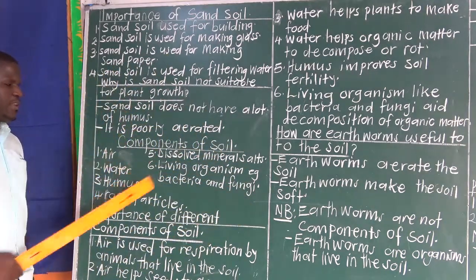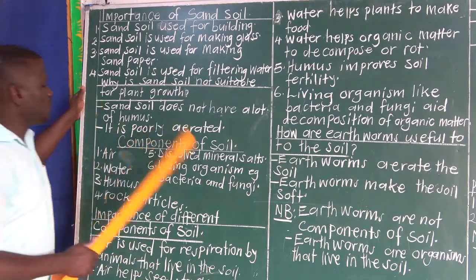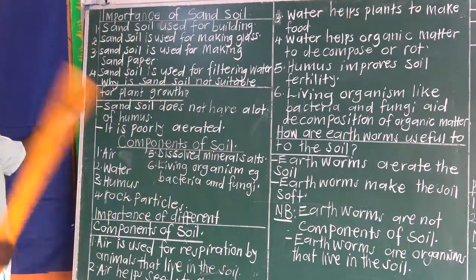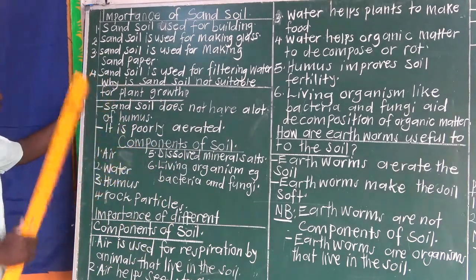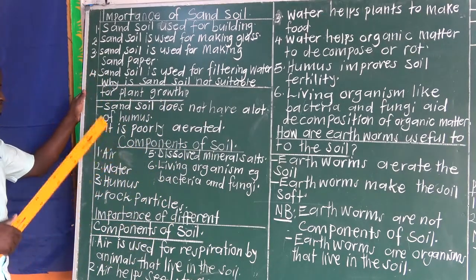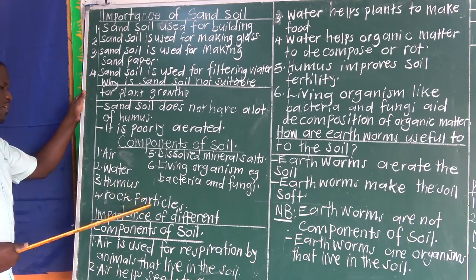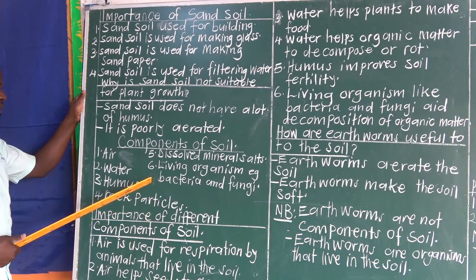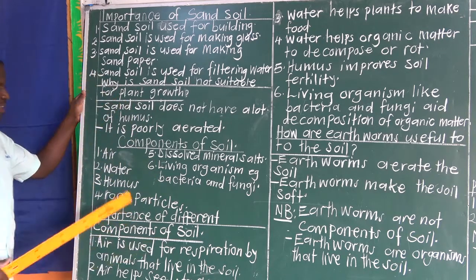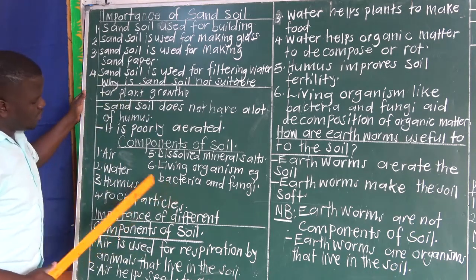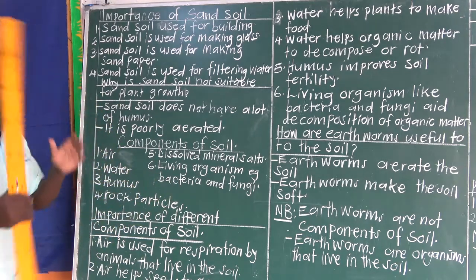Let's look at components of soil. Now, soil has so many components. When we talk about components of soil, we mean things that make up soil. What is soil made up of? Soil is made up of the following components. 1. Air, water, humus, rock particles. These rock particles are got when rocks break into smaller pieces to form soil. So when rocks break, they form rock particles, which are components that make up soil.